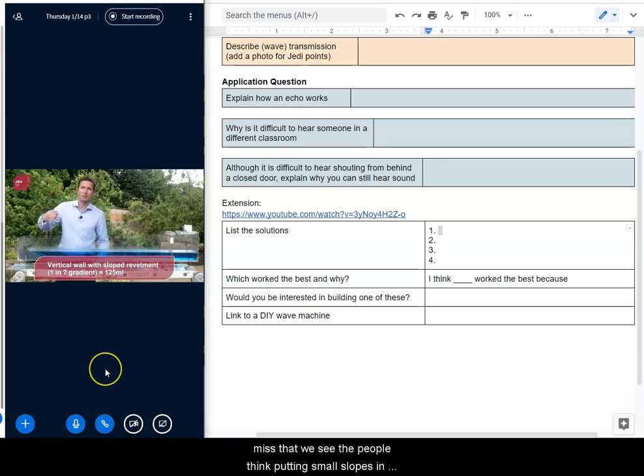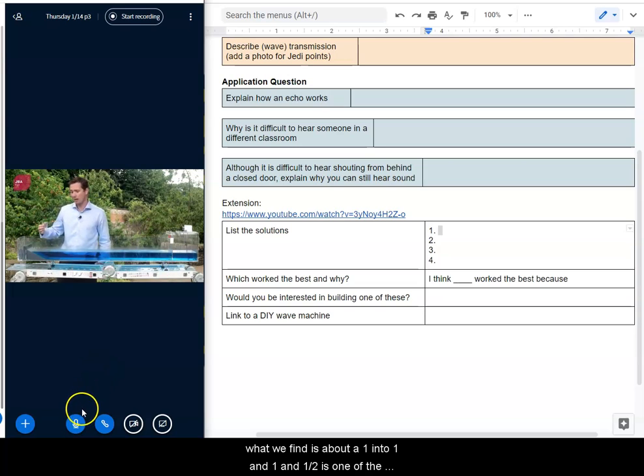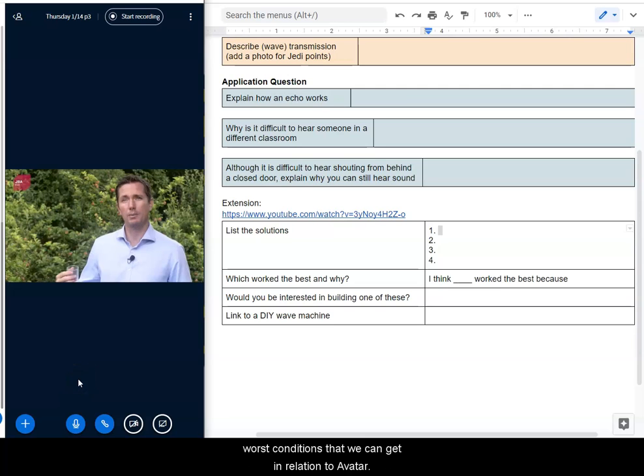Now this is one of the common myths that we see, that people think putting small slopes in front of a vertical wall is going to improve the situation. And what we find is about a 1 in 2, 1 in 1.5 is one of the worst conditions that we can get in relation to overtopping.